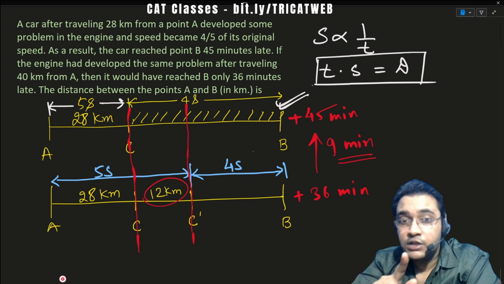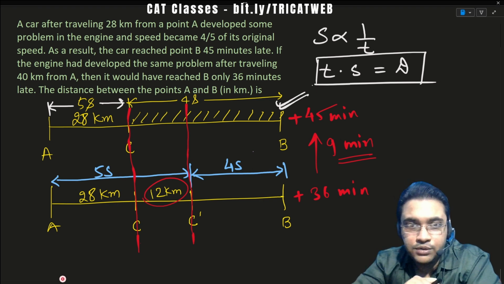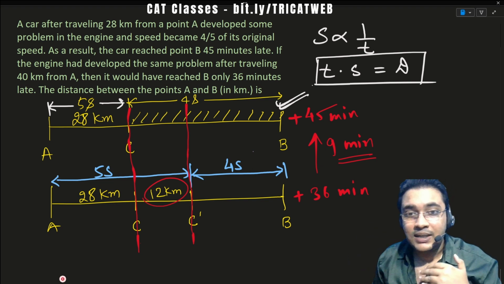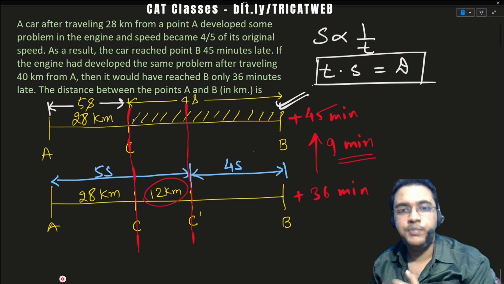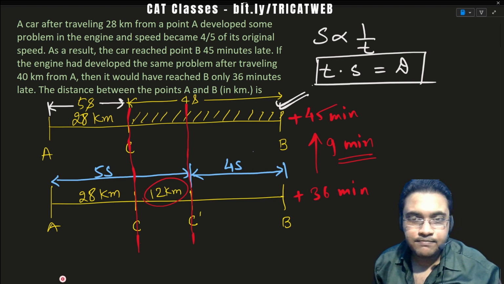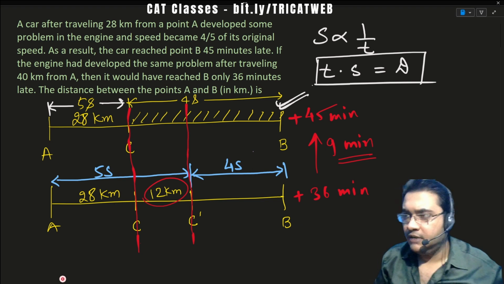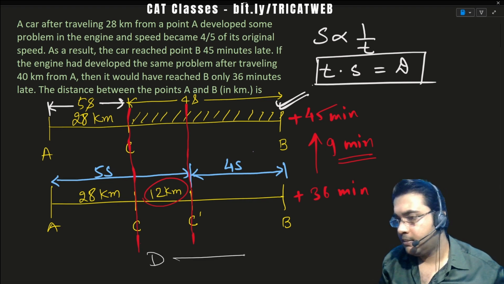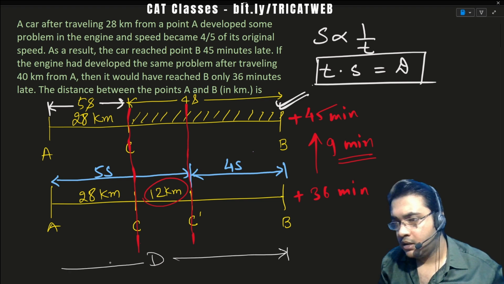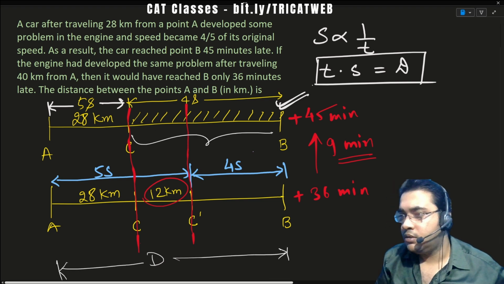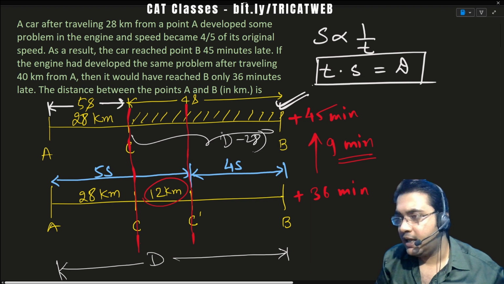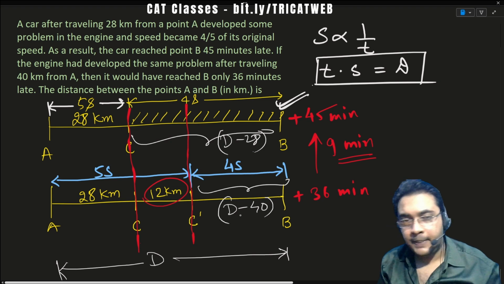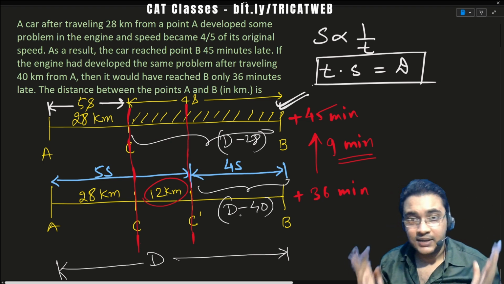Now please pay attention to one thing, otherwise you will be very much confused. Which time is more? Think about it. The time that is traveled at the reduced speed is going to be more. That means if I assume the total distance from A to B to be d, then I know this much is d minus 28 and this much is d minus 40. So I have the distance, I have the speed. Can I calculate? Of course.